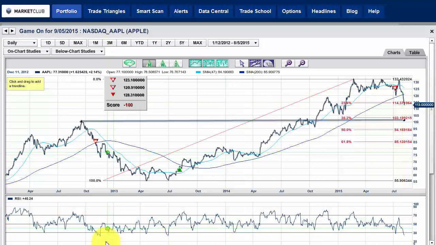Look at this point right here when we went down, down, down. Look at how we stayed below the 50 line. Any rallies back to 50 on the RSI should be sold, in my opinion.